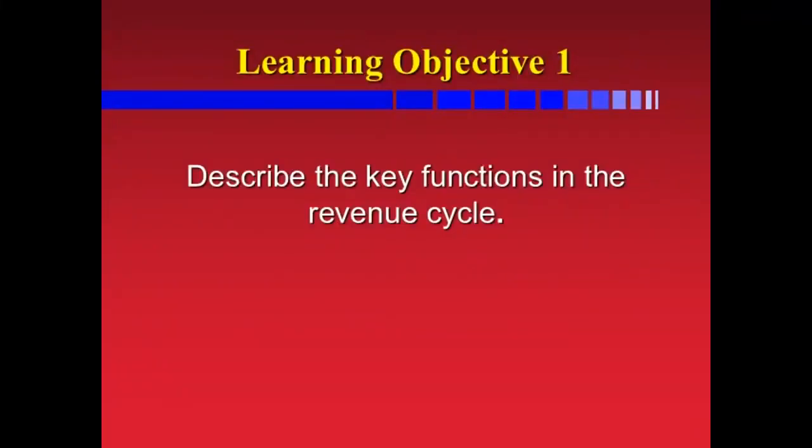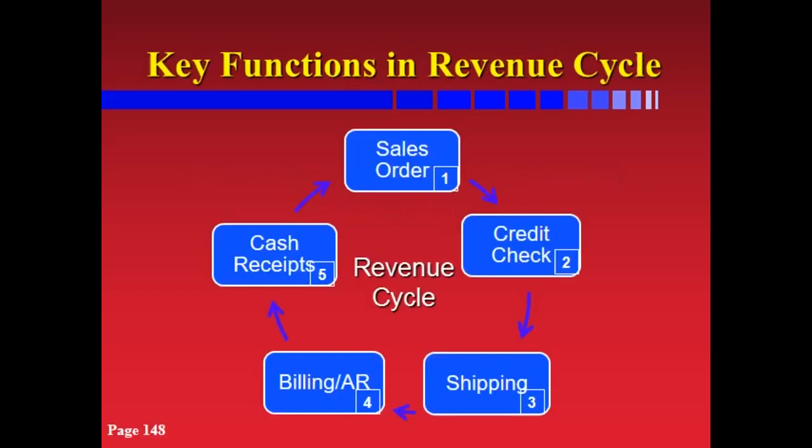Let's dive straight into Learning Objective 1: to describe the key functions of the revenue cycle. In Lecture 1, you learned that the revenue cycle comprises business activities relating to the sales of goods and services to customers and the related cash receipt transactions. This diagram provides a bird's eye view of revenue activities in a business organization.